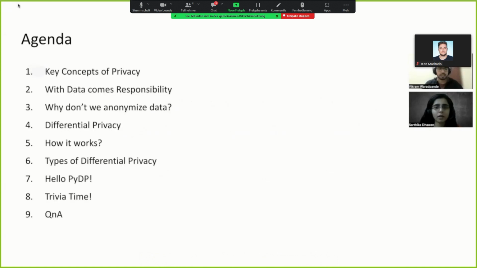Let's first discuss what will be our agenda. We will start off with some key concepts of privacy and their definitions. Then we will see what are the risks of handling customer data. And moving on, we will see how simple techniques like anonymizing data won't work in the real world and can still breach privacy of data.